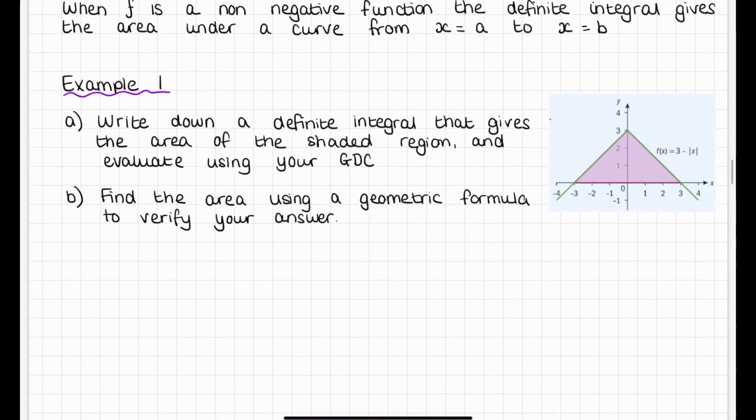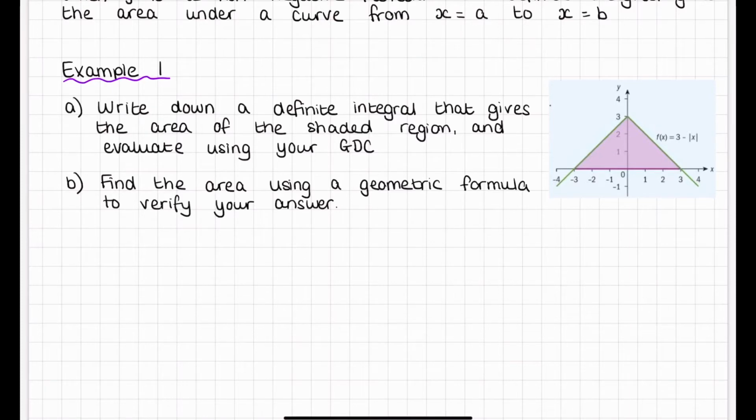Write down a definite integral that gives the area of the shaded region and evaluate using your GDC. So A, write down a definite integral. We know we've got an integral, and the shaded region goes from -3 to 3 on the x-axis. That's going to be the values we put at either end of our integral. Now it tells us the function here is 3 minus the absolute value of x, so it would be 3 minus the absolute value of x dx. And now we're going to put this into your calculators.